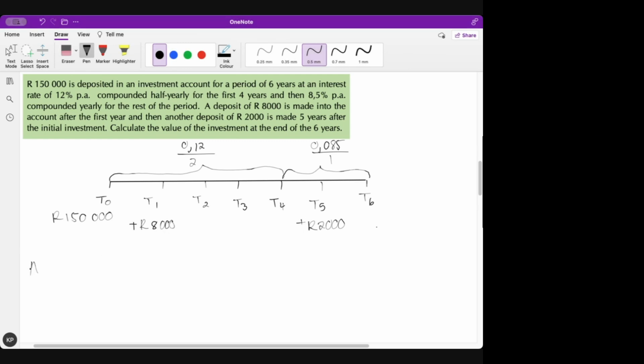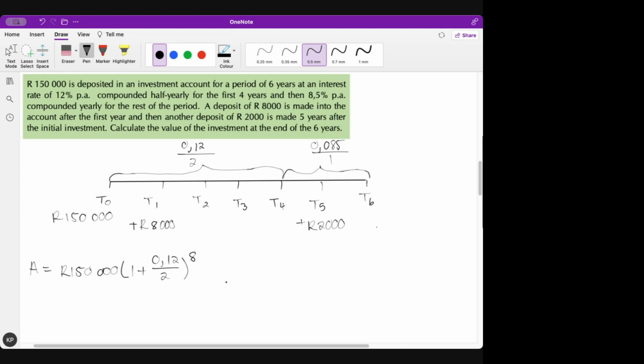So my accumulated amount, the first part of this is I have 150,000 Rands that I am investing at 12% compounded half yearly for 4 years. So if it is compounded twice a year for 4 years, how many is that? Twice a year for 4 years, then what is my time period? That would be 8.